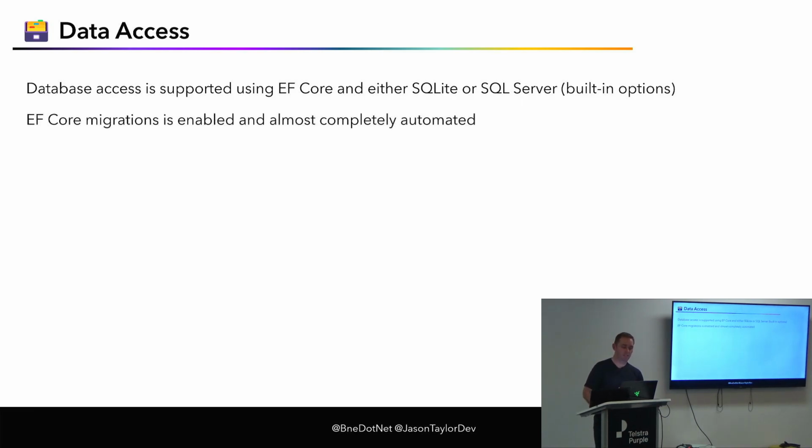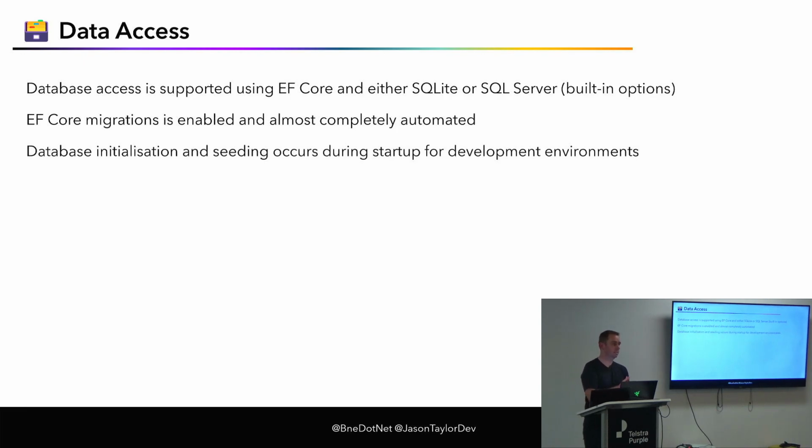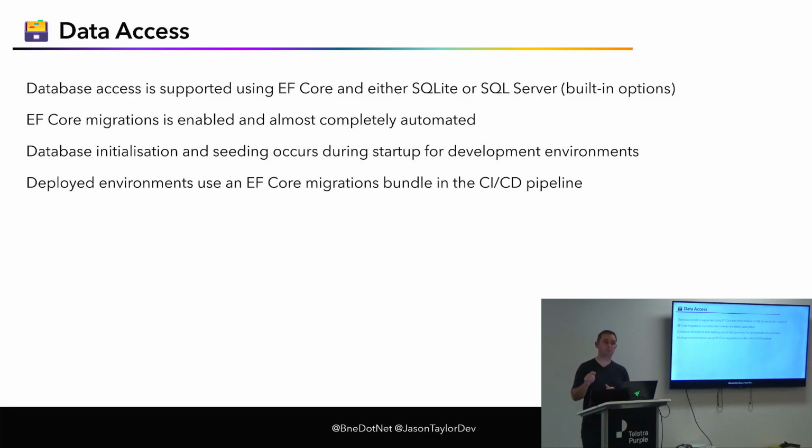So EF Core migrations is enabled, and it's almost completely automated. You still have to create your own migrations, but the rest of it is done for you. For example, database initialization and seeding, which means creating the database, applying the migrations, and seeding the database, occurs during startup for development environments. So in your local development environment, you don't have to worry about it. For the deployed environments, it's using the Entity Framework Core Migrations Bundle, a cross-platform app which will ensure that your deployed database, as configured using a connection string, is up to date with the latest migration. So we build this EF Core Migrations Bundle in the pipeline, and we run it in the pipeline for each environment.